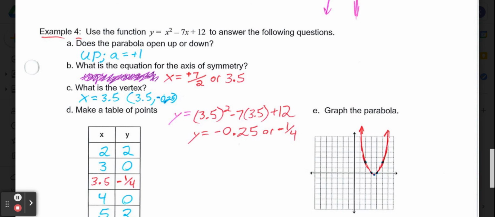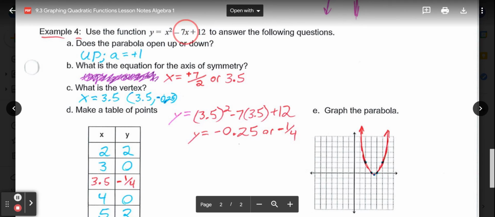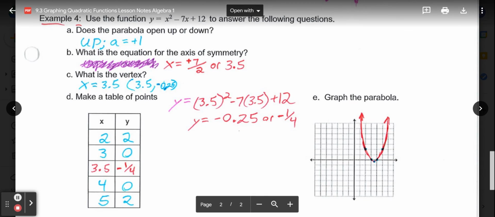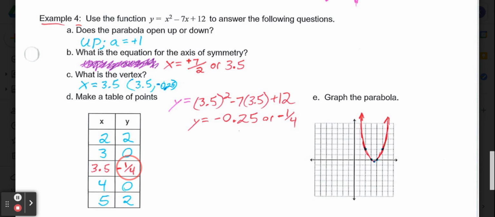So now, instead of a whole number for x, we have a decimal. Doesn't matter. We're still going to put 3.5 into this original equation for x to find our y value. So in this case, when we do that, 3.5 squared minus 7 times 3.5 plus 12 gives us a -1/4 or a -0.25. So my vertex is at 3.5, -0.25 or -1/4.